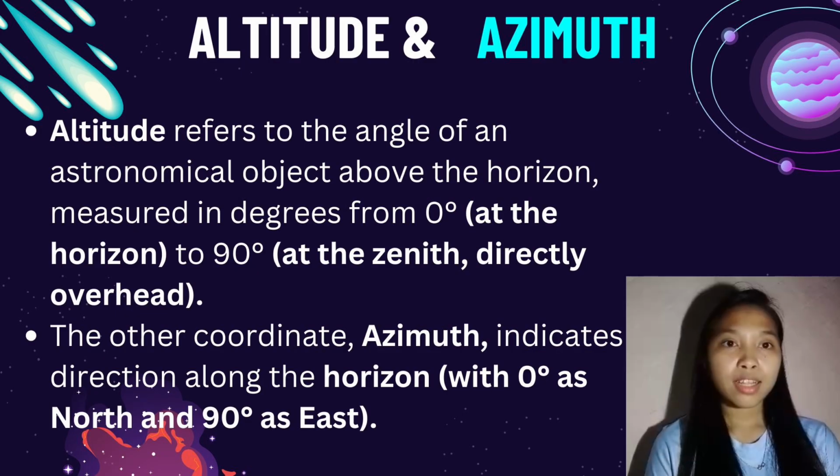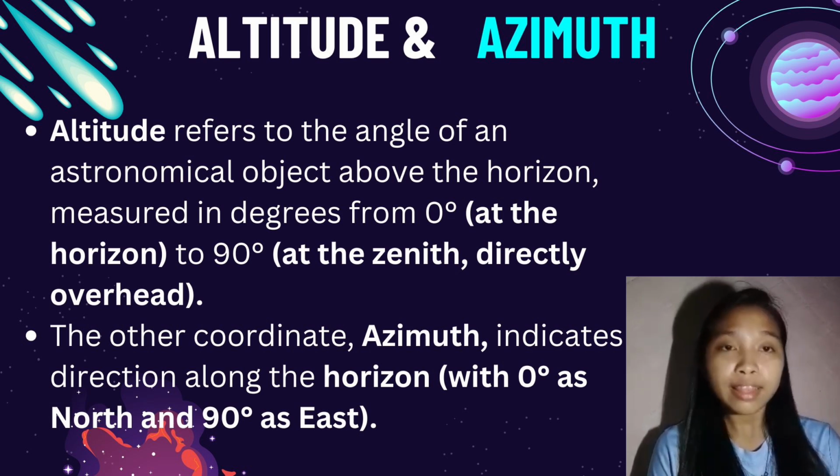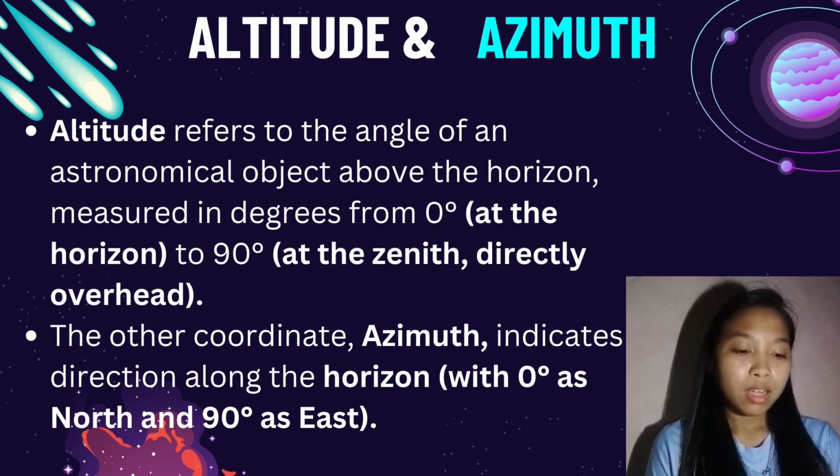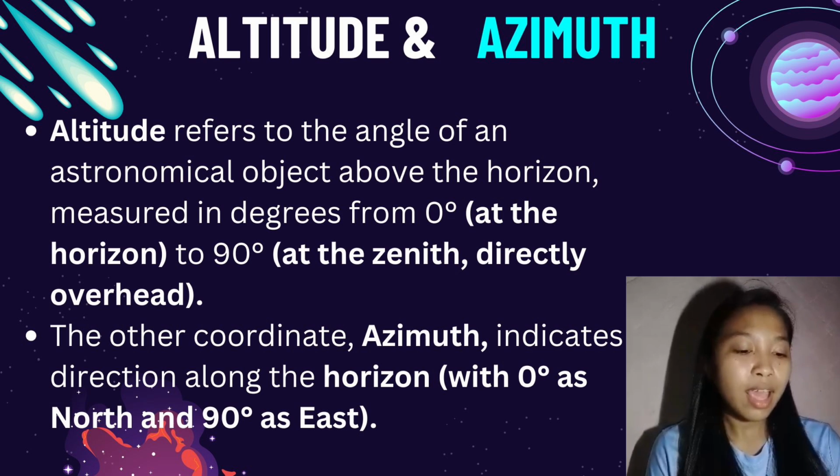Altitude and azimuth. Altitude refers to the angle of an astronomical object above the horizon. It is measured in degrees from 0 degrees at the horizon to 90 degrees at the zenith directly overhead. It varies based on the observer's location and time, as celestial objects rise and set, making it essential for accurately locating and tracking them in the sky.